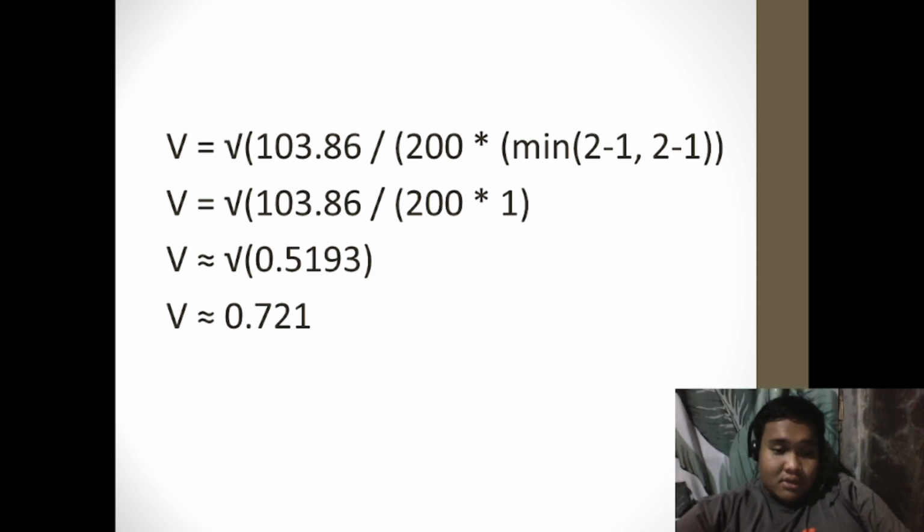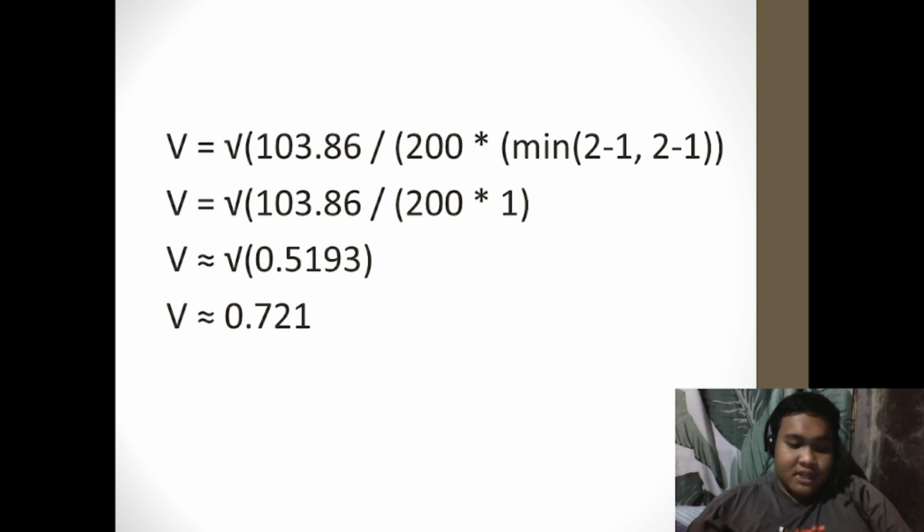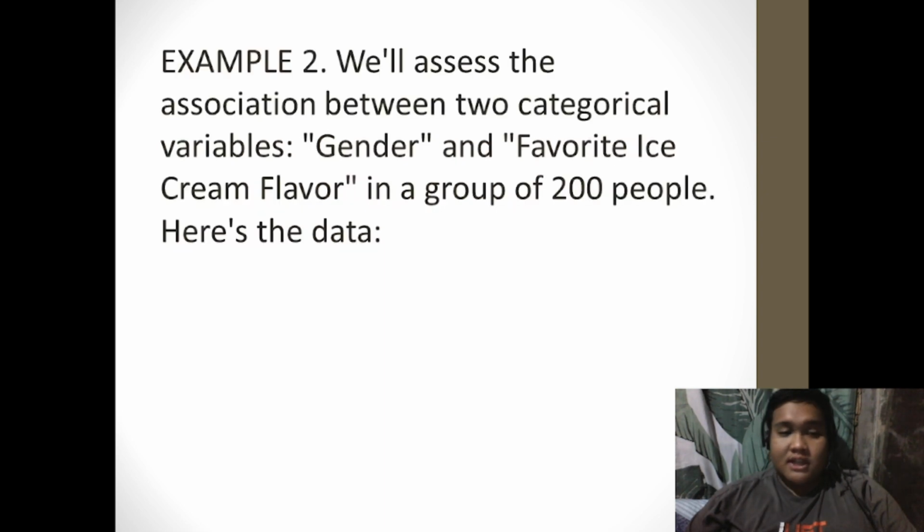This result, 0.721, indicates a strong association between smoking status and lung disease diagnosis in a sample of 200 individuals. So in this example, we can conclude that the two variables are related to each other. Let's proceed to the next example.